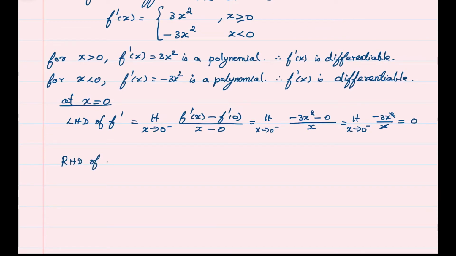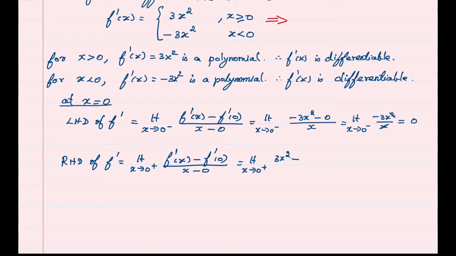RHD of f dashed is limit x tending to 0 plus of f dashed of x minus f dashed of 0, divided by x minus 0. For 0 plus, we use the greater than 0 definition, which is 3x square, minus, using the same definition at x equal to 0, f dashed of 0 is 0, divided by x minus 0, which is x. Limit x tending to 0 plus 3x square divided by x is 3x. By applying the limit value, we get 3 times 0, which is 0.